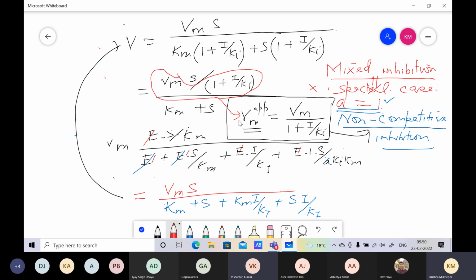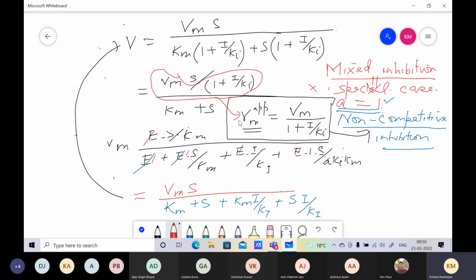So what exactly is the difference between the non-competitive and uncompetitive inhibitions? Not biologically, but in terms of kinetics. Non-competitive is mixed inhibition kinetics.